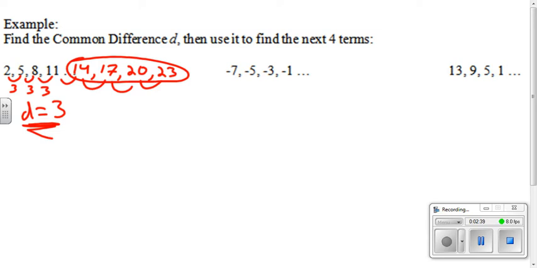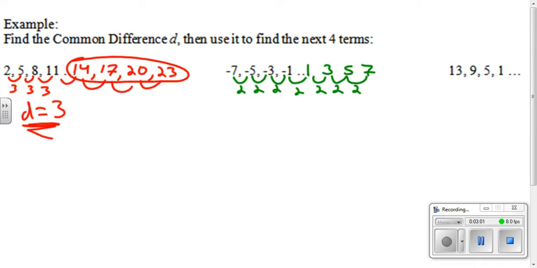In this case, we're starting with negative numbers, but each time we're counting by the same amount. We're going 2 up each time. So going 2 up from negative 1 would be 1, another 2 would be 3, then 5, then 7, because each time we're counting by 2.